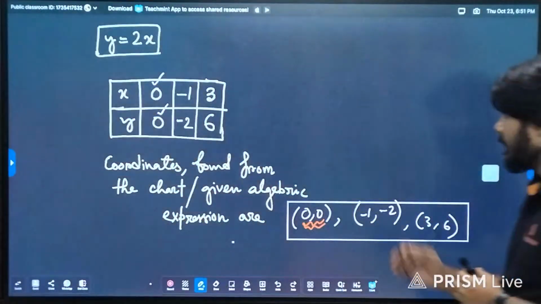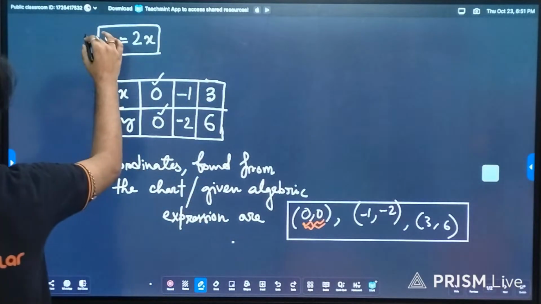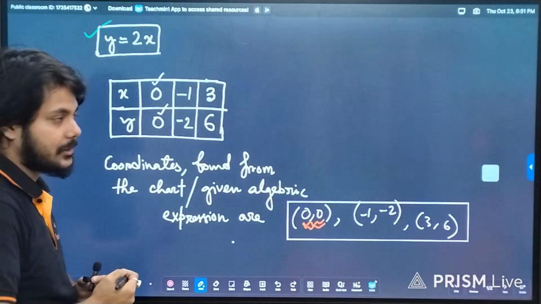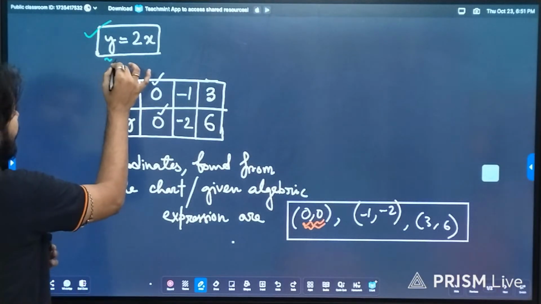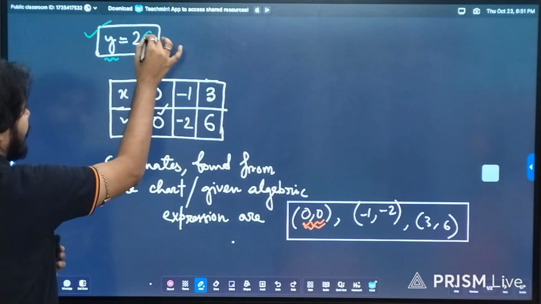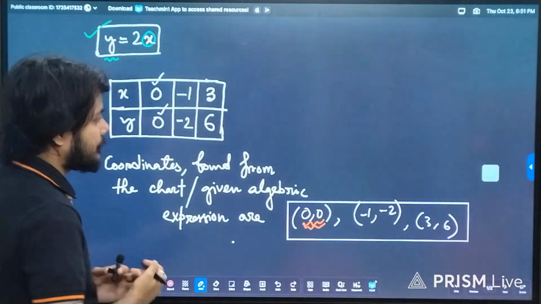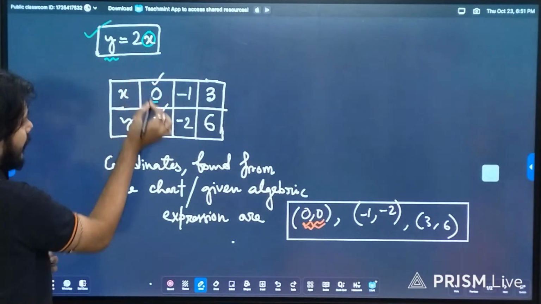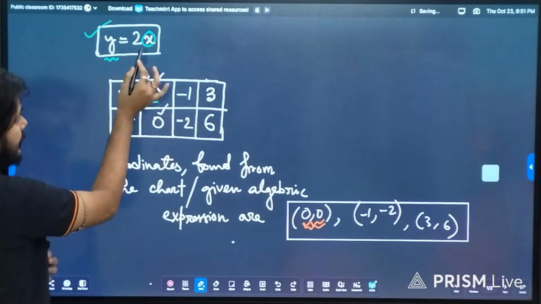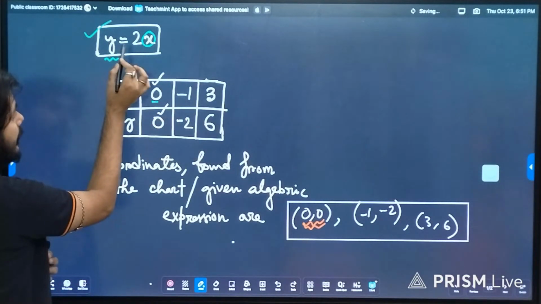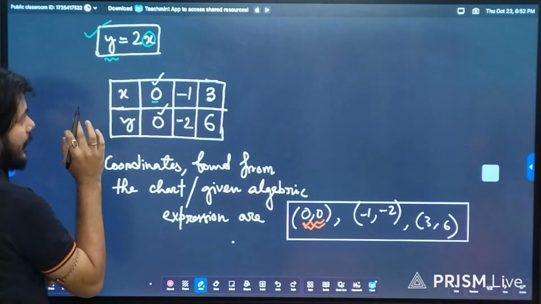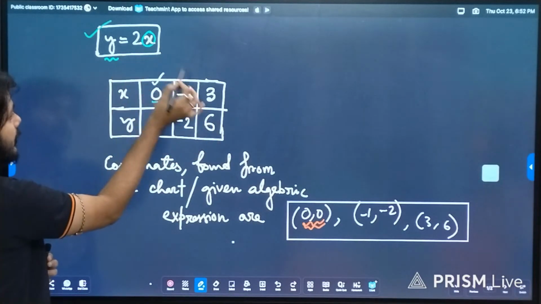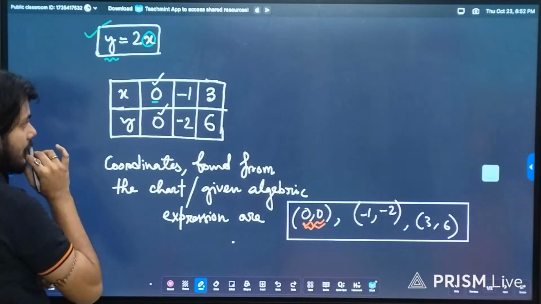See, this was our algebraic expression. We will get different values of y if we put different values for x. If we put x as 0, then y will be 2 into 0, that will be 0. If we put x as minus 1, then y will be 2 into minus 1, minus 2. And if the value of x becomes 3, then 2 into 3, that will be 6.